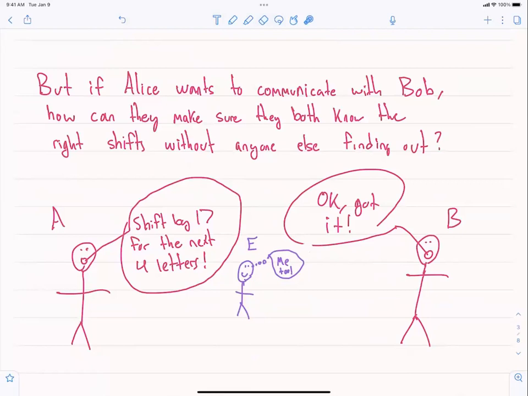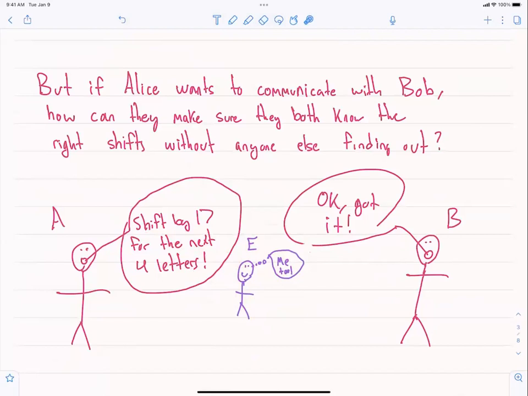Okay, and so what they don't want to do is have Alice on her side of the hall and Bob on his side of the hall, and have Alice shout, "Just shift by 17 for the next 4 letters." Because Bob will get that information. Bob will know what to do. But if there's anyone else standing outside in the hallway, maybe just out of sight, so this is Eve, for eavesdropper or for everyone, well, she gets the information too. So Eve also knows that they're going to shift by 17 for the next 4 letters. So if Alice sends the message by shouting out the letters across the hallway, Eve will also be able to decode it.